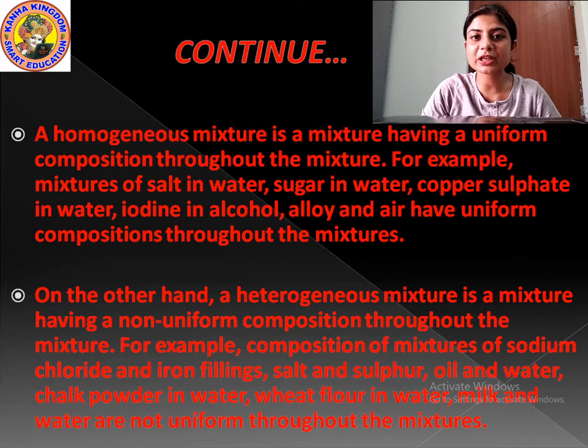Now heterogeneous mixture. On the other hand, a heterogeneous mixture is a mixture having a non-uniform composition throughout the mixture. For example, mixture of sodium chloride and iron filings, salt and sulfur, oil and water, chalk powder in water, wheat flour in water, milk and water are non-uniform throughout the mixture.